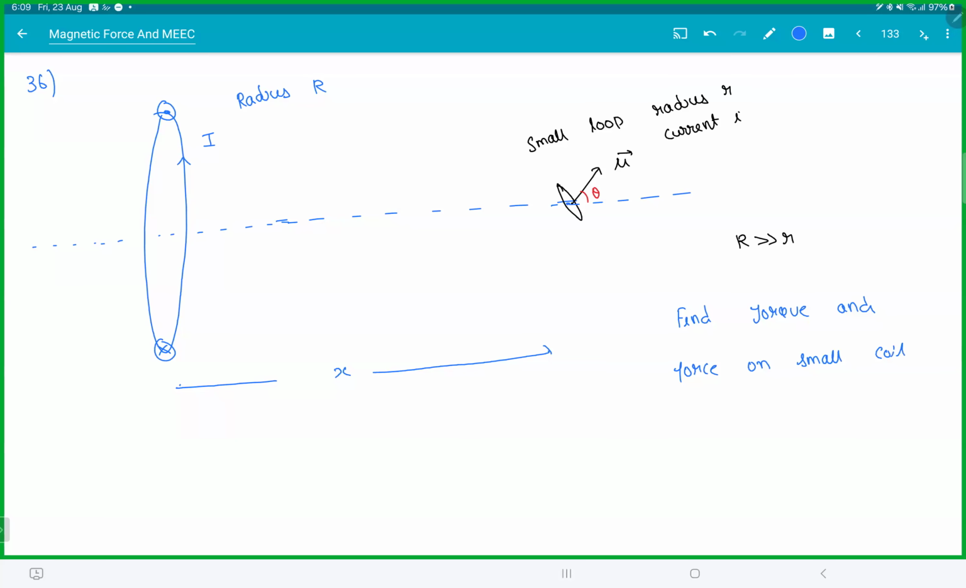Since R is much greater than small r, you can assume the field on the axial line is almost uniform here. That is the whole point about giving that R is much greater than small r. Because remember, we know the field formula only on the axial line. So if you take an area like this, I don't know what the field is at the remaining points. Since r is very small, I can assume the field is almost the same at all points on that. Find the torque and the force on the small coil due to the big one.